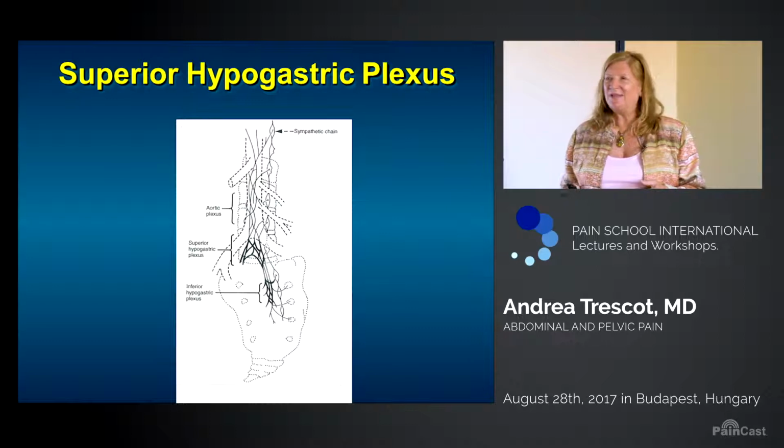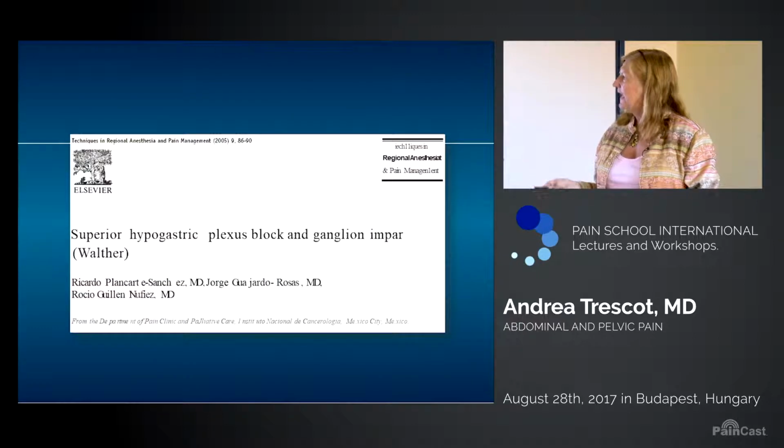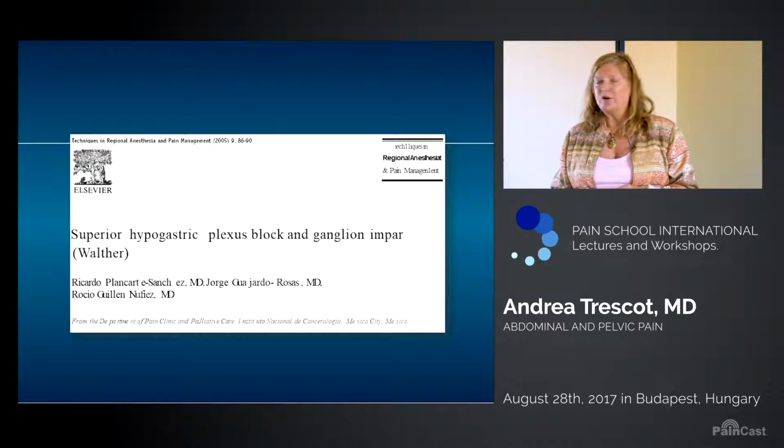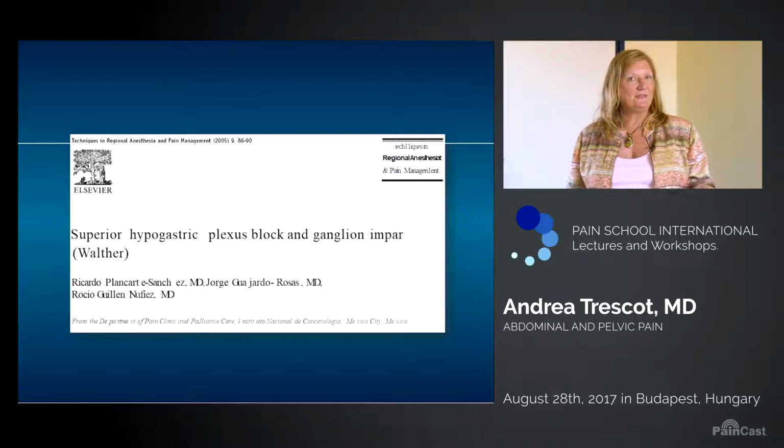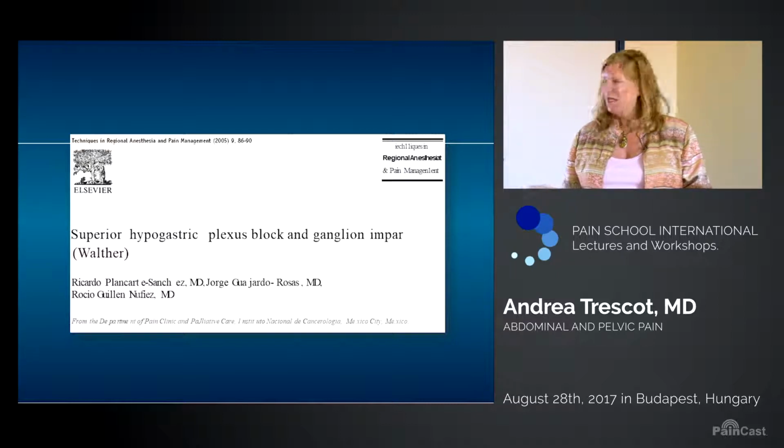The superior hypogastric plexus, you'll get the slides. The superior hypogastric is the extension then of this sympathetic chain coming anterior to the vertebral body of L5. It was originally described by Riccardo Placante, and if you're at the meeting later this week, you'll get a chance to meet him. He's supposed to be coming.